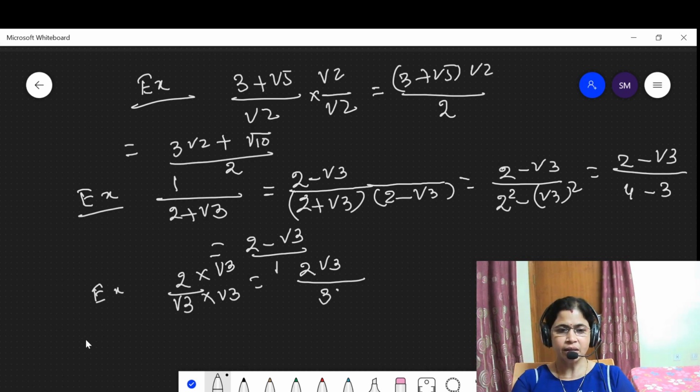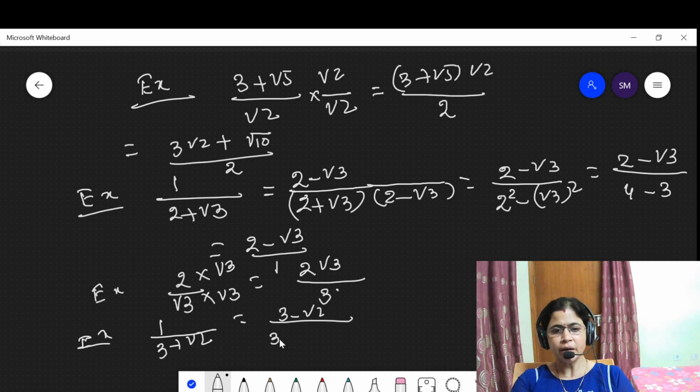Then take another example. Here in this example you have to rationalize the expression with denominator 3 plus root 2. Look here. In the same way, multiply 3 minus root 2 in the numerator and denominator. As you know, when we multiply the same number in both numerator and denominator, there will be no change in value. Then you get this.